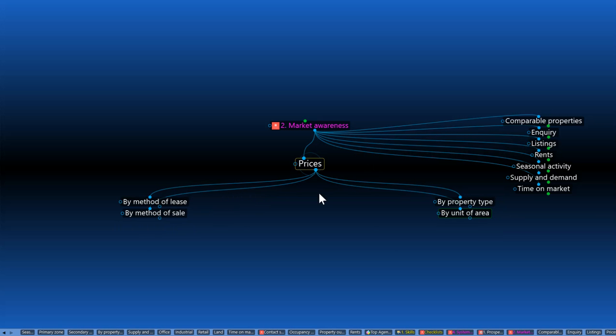Prices. What are the prices doing? So the prices will change, of course, by property type. But you need to break that down into the unit of area. And then, of course, you need to look at the methods of sale and the methods of lease, those two things, relative to the prices that are achieved, because certain methods of sale and lease will get better price outcomes.